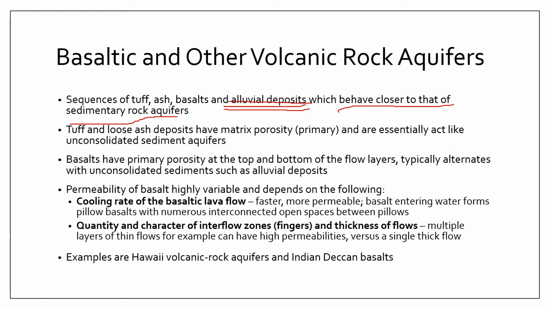All right, and tuff and ash, for example, have a lot of primary porosity, which is similar to that of your unconsolidated sediments. In the case of basalt, basalt also has a lot of primary porosity, which is mostly located at the top and bottom of your flow layers. So essentially, these are your chilling margins. So the cooling margins of your basalt, right, have a lot of primary porosity.